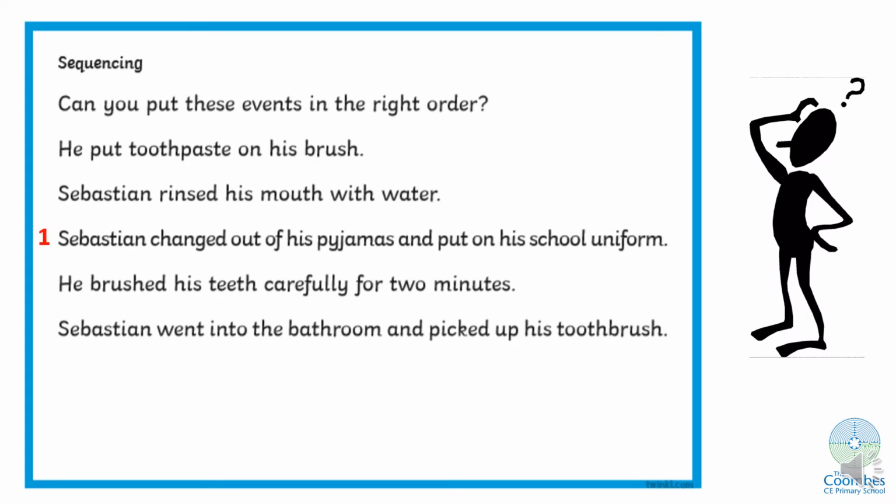So here we go. Number 1, Sebastian changed out of his pyjamas and put on his school uniform. I think this one belongs here. Second, he went into the bathroom and picked up his toothbrush. Third, he put toothpaste on his brush. Fourth, he brushed his teeth carefully for 2 minutes. And then finally, number 5, Sebastian rinsed his mouth with water.